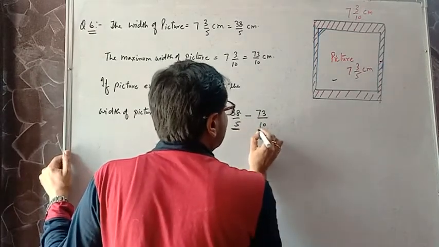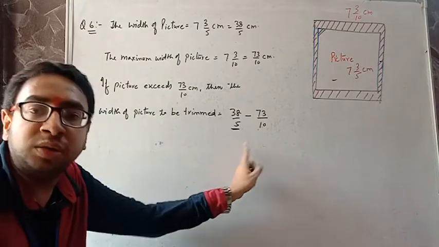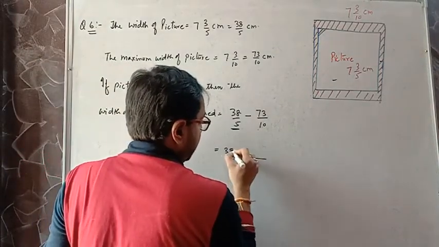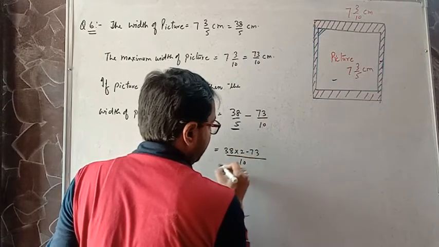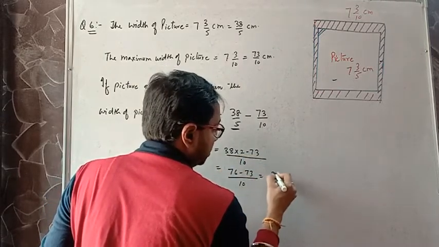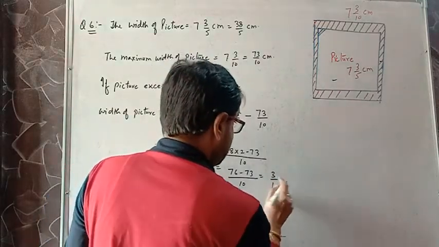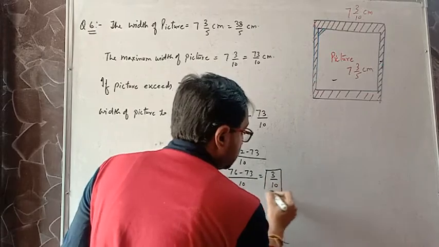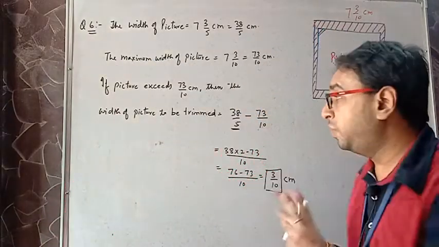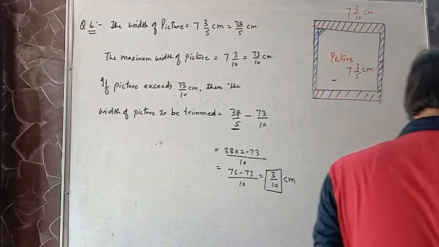So we have to subtract this. This is larger, this is smaller. Are we clear? Therefore, 38 into 2 minus 73, that's 76 minus 73 upon 10. That is 3 upon 10. So 3 upon 10 meter of length or width is to be trimmed to fit into this. Means this is extra. Right?